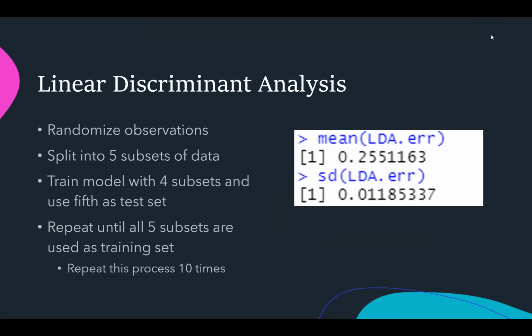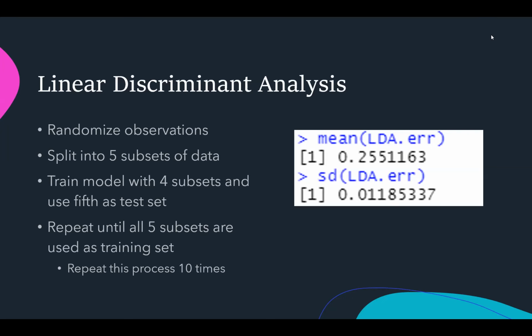And then for the other models, it was a little bit more involved. For linear discriminant analysis, I had to write the implementation myself for doing the cross-validation. I started off by randomizing the observations in the entire data set and splitting it into 5 subsets. We trained the model with 4 of them and used the 5th as the test set, and we do that 5 times until each of the 5 subsets has been used as the test set. And then I repeated this 10 times. After each subset had been used as a test set, I would take the mean of those errors, and that would be my cross-validated error for that round, and then I would do that 10 times.